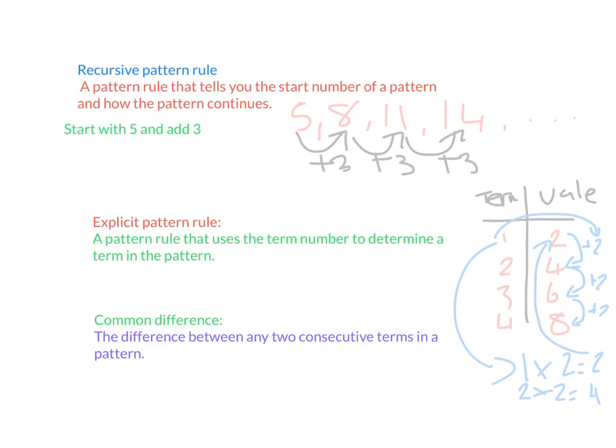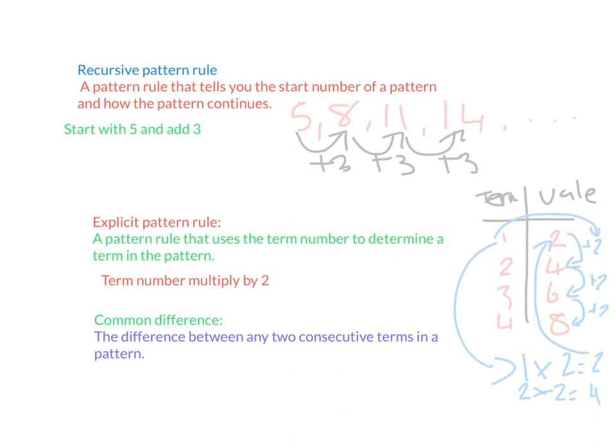So in this case, I would say, so when we're giving this rule, we're saying term number multiplied by, and in this case we said we're multiplying the term number by 2. So that's my rule.